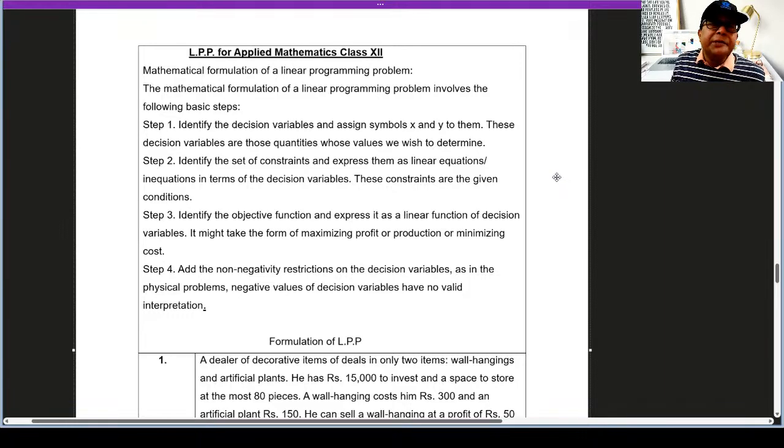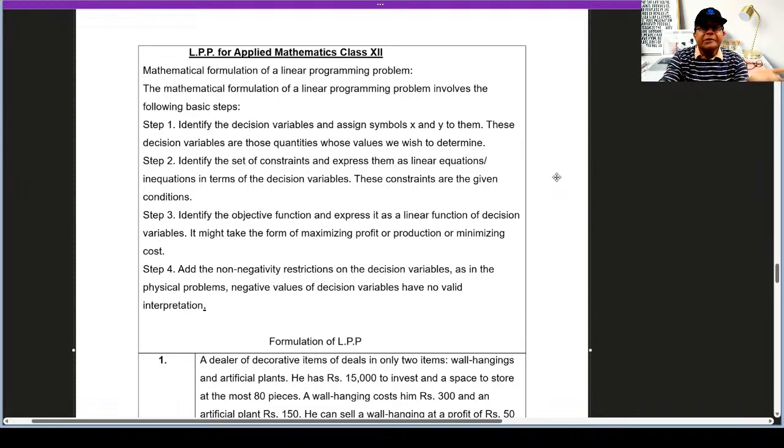This I have written in brief again. Mathematical formulation of a linear programming problem: to write the mathematical form of LPP, we must use these steps. Step 1: identify the decision variables and assign symbols x and y to them. Decision variables, I already told you, x, y, z, whatever they take, it's up to them. Those are called decision variables. These decision variables are those quantities whose values you wish to determine.